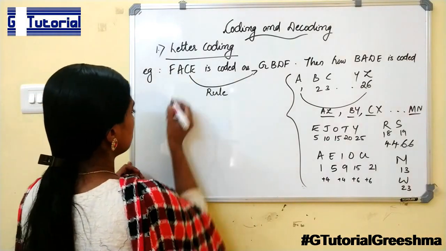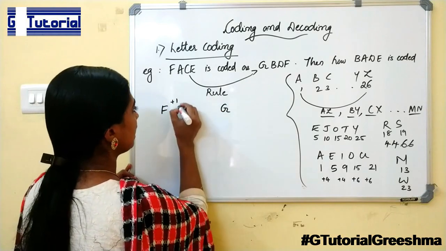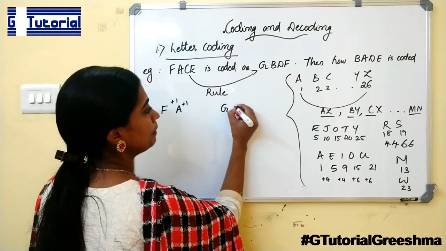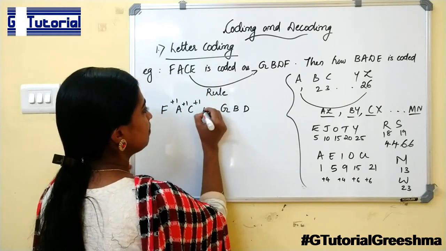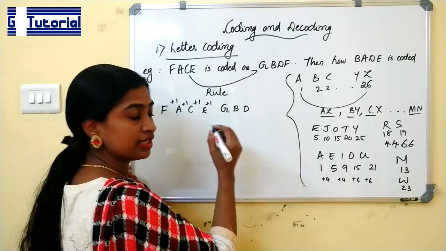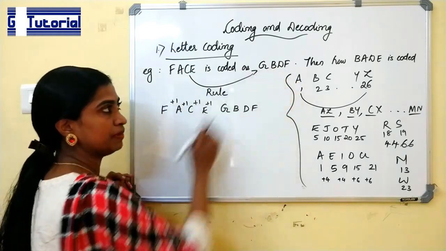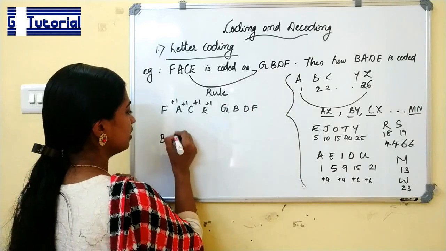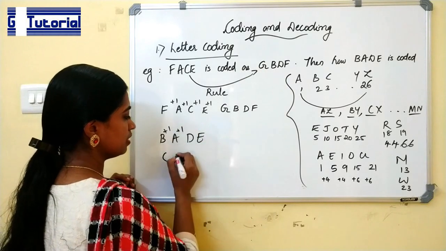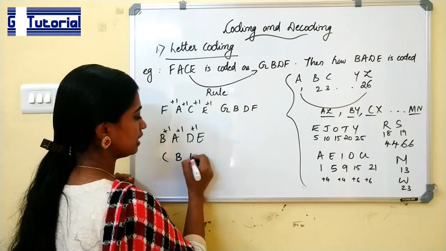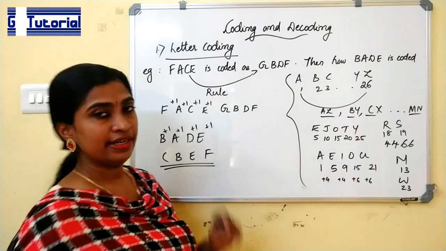Now let us check. F plus 1 is G. Similarly, A plus 1 is B. C plus 1 is D. E plus 1 is, the next letter to E is F. So this is the rule, how we obtain GBDF. Similarly, BADE will be B plus 1, that is C. A plus 1, B. D plus 1, E. E plus 1, F. This is the code for BADE.